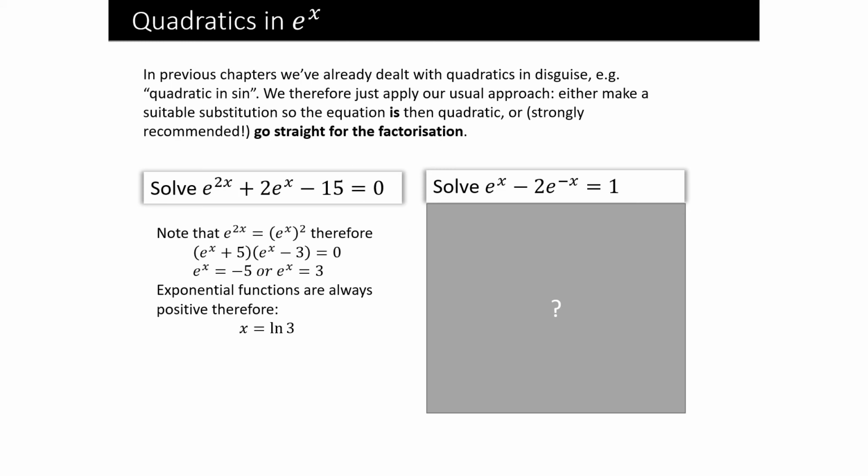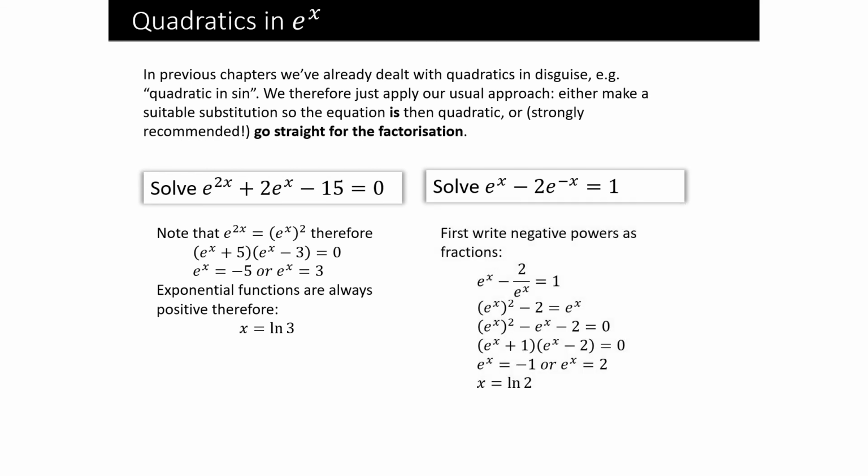If we look at the second one, because we've got e to the power of minus x, we could rewrite this as e to the x minus 2 over e to the x equals 1. Remember, negative power, you could take that to the bottom and get rid of the negative. And now to get rid of the e to the x, we could simply multiply everything by e to the x. So e to the x times e to the x will give us e to the 2x minus 2 equal to e to the x. Because the 2 over e to the x times e to the x, the e to the x cancel out.